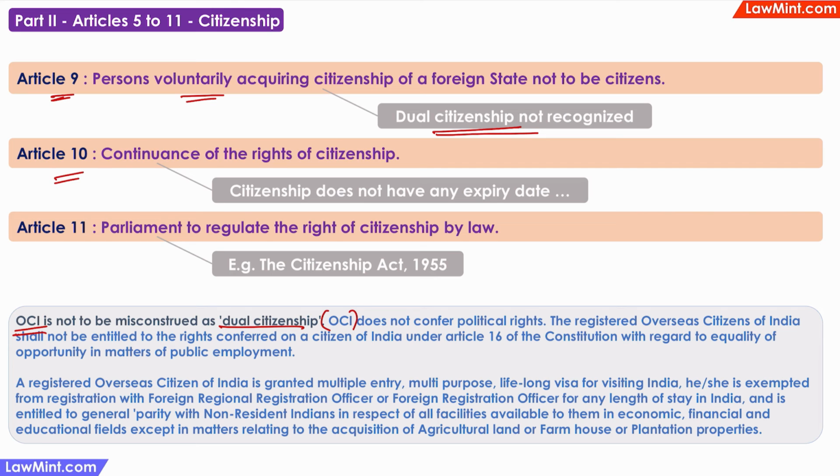Article 10 says that citizenship does not have any expiry date. So, an Indian citizen will continue to be an Indian citizen indefinitely, unless citizenship is renounced voluntarily, or it is automatically terminated by statute, such as when the person acquires citizenship of another country, or the person may be deprived of citizenship by any applicable law. Article 11 gives the Parliament the power to regulate the right of citizenship by passing suitable laws, and this has been done through the Citizenship Act and its amendments.